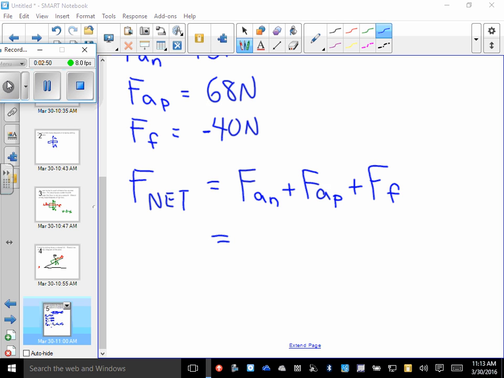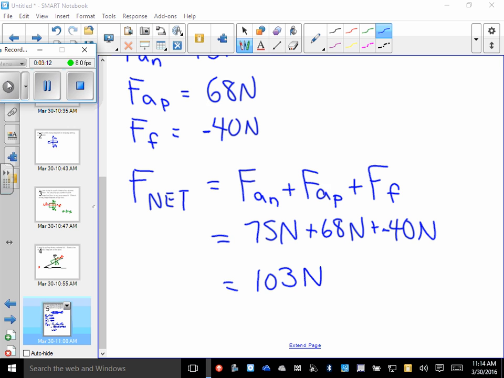So the force applied by Nora is 75 newtons plus 68 newtons minus 40 newtons. All in newtons, so we can just add them together. 75 plus 68 plus negative 40, that's the way I should have that written. I got 103 newtons. Okay, so the net force is 103 newtons. That's how much they are pulling by.